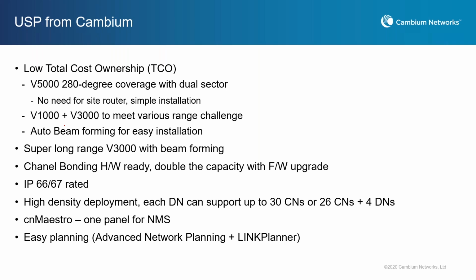And that greatly reduced the cost of ownership. The second thing is we have the combination of V1000 and V3000. So even using the same DN as the access point, with the variation of V1000 and V3000, we can meet different needs for distance, like 100 meters, 200 meters, or a further distance, 400 meters. We can use the V3000, so we can meet different needs using these different CNs.